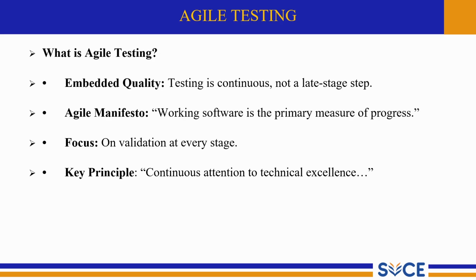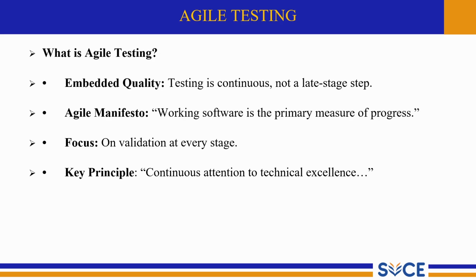Focus on validation at every stage. Agile testing emphasizes continuous validation. Instead of waiting for a final testing phase, Agile teams validate user stories during the development using techniques like unit testing, integration testing, acceptance testing, and automation. So every iteration delivers potentially shippable product increments.